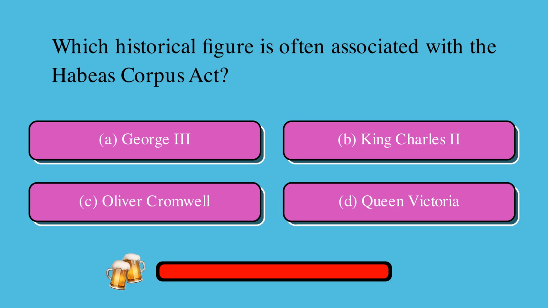Which historical figure is often associated with the Habeas Corpus Act? Is it A. George III, B. King Charles II, C. Oliver Cromwell, or D. Queen Victoria? The correct answer is B. King Charles II.